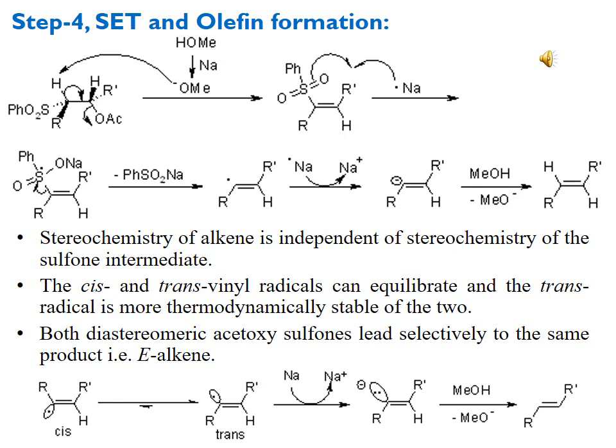This is the mechanism of single electron transfer for our reaction. The sodium metal reacts with methanol, forming an alkoxide ion. This alkoxide ion takes away a proton from the intermediate which was synthesized in the last step, and the two electrons of the sigma bond move towards the carbon-carbon sigma bond and make it a double bond, and the acetyloxy group moves away as a leaving group.